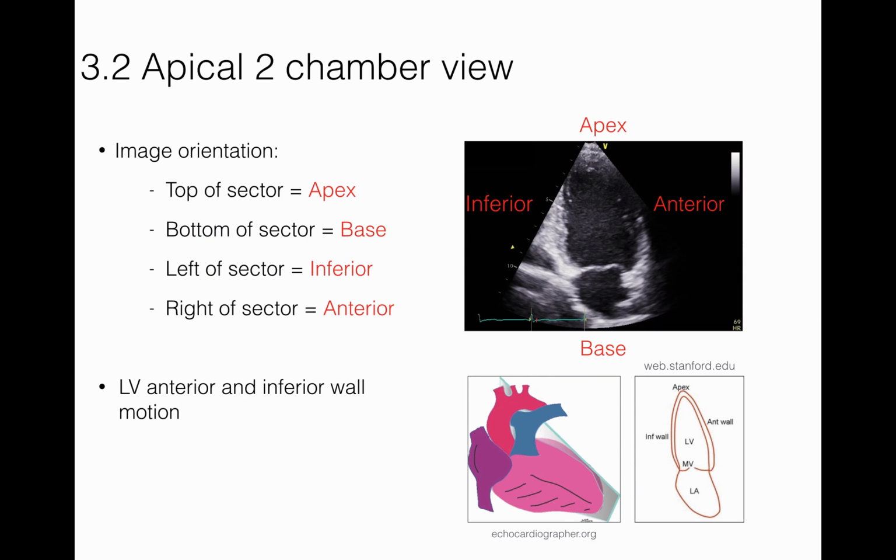In the apical two-chamber view, anterior structures are displayed on the right and inferior structures are displayed on the left of the screen. As such, this view is often used to assess the motion of the left ventricle's anterior and inferior walls, which are usually supplied by different coronary arteries.